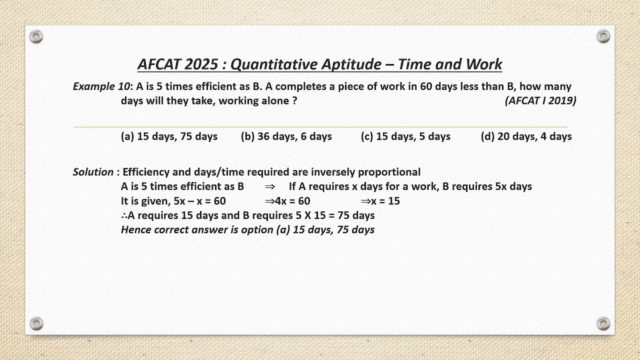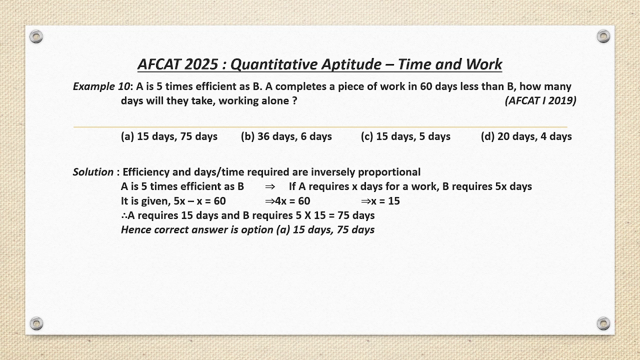Okay, I hope you have tried it. Now, observe efficiency and the time are inversely proportional. That is, the more efficient one will take the less amount of time. Right? So A is 5 times efficient as B. That means if A requires X days, B requires 5X days. So that is the information given. Now it is given A completes a piece of work in 60 days less than B.